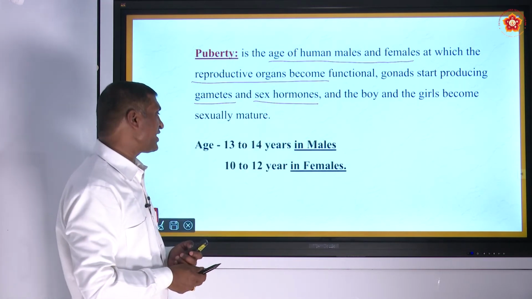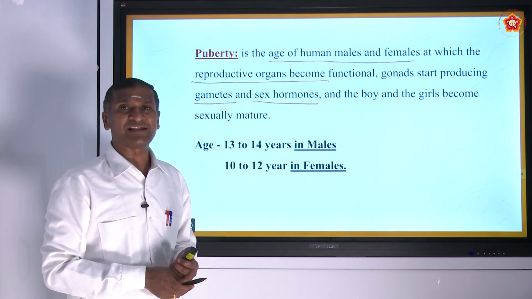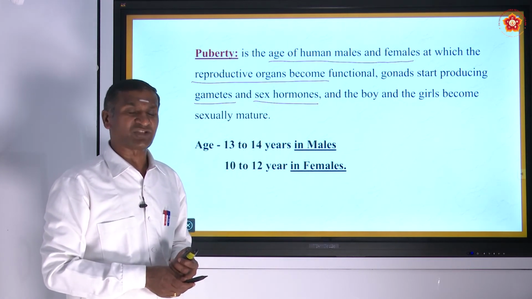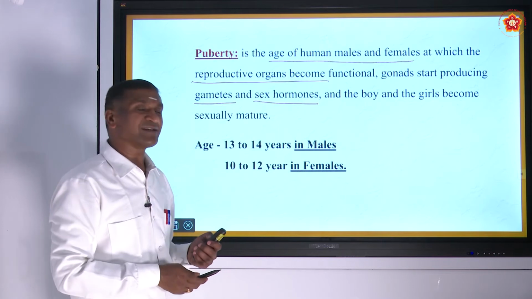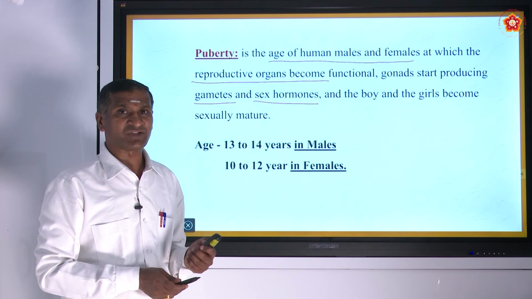Then what is the age? Puberty is reached at 13 to 14 years in males, and at 10 to 12 years in females.